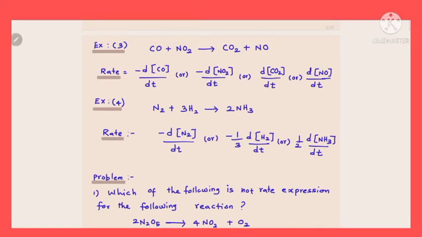I have given one specific example. CO, carbon monoxide, reacts with nitrogen dioxide, giving carbon dioxide and nitrogen monoxide. So here the reactants are carbon monoxide and nitrogen dioxide, and the products are carbon dioxide and nitrogen monoxide. The rate can be given as minus d of CO by dt or minus d of NO2 by dt. These two are with respect to reactants. Or with respect to product, d of CO2 divided by dt or d of NO divided by dt. These two are with respect to products.